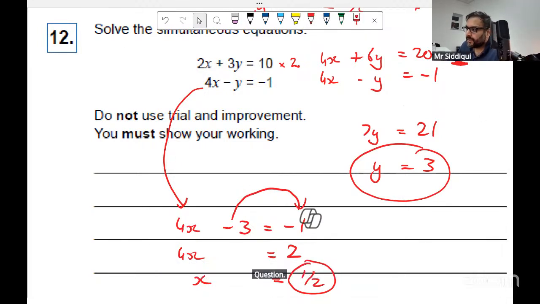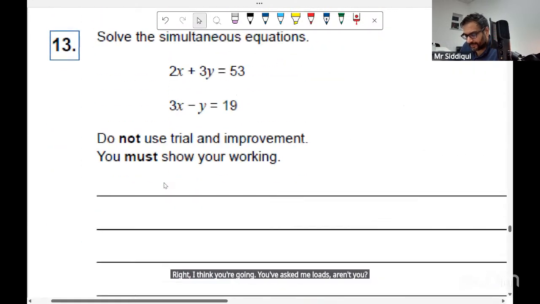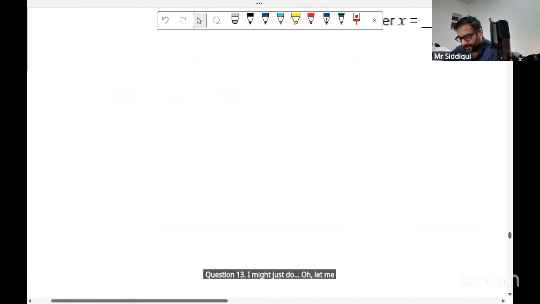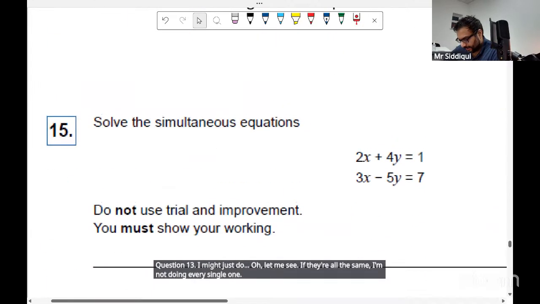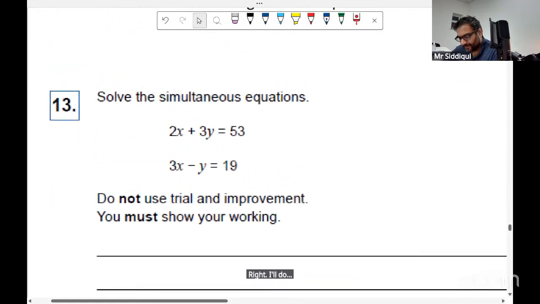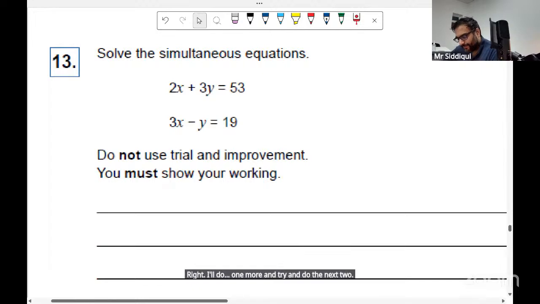Right, I can keep going. You've asked me loads, haven't you? Question 13. Solve the simultaneous. If they're all the same, I'm not doing every single one. You should be able to figure it out yourself. Right. I'll do one more. You can try and do the next two. Solve the simultaneous equations.